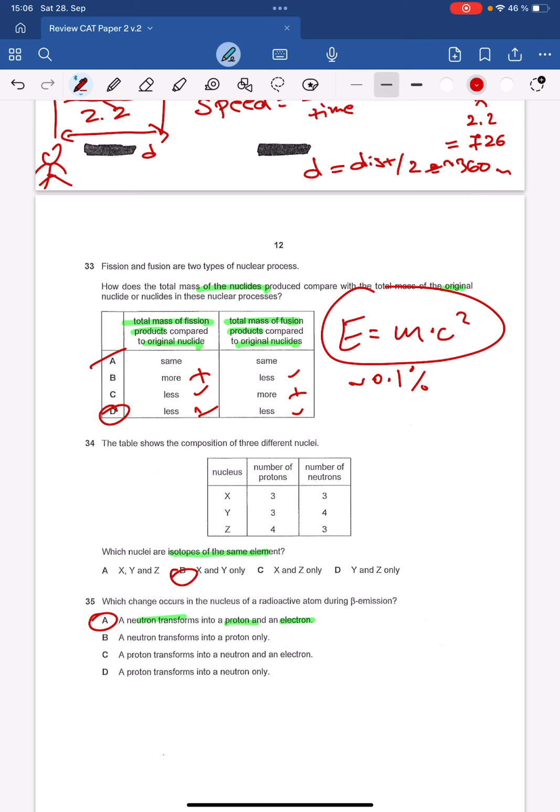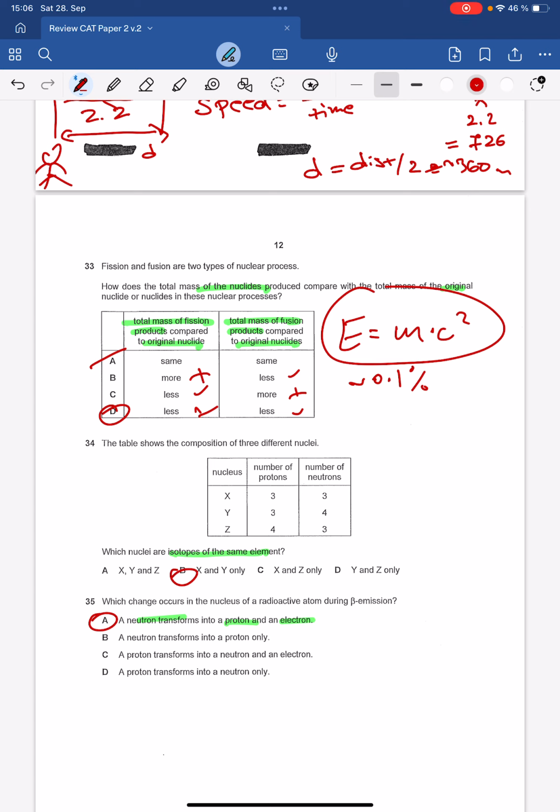Table shows the composition of 3 different nuclei. So we have X, Y, Z, number of protons, number of neutrons. Which nuclei are isotopes of the same element? Isotopes have the same number of protons, but a different number of neutrons. That's what makes a difference between 2 isotopes of the same element.